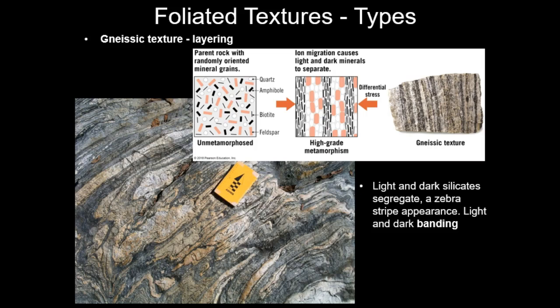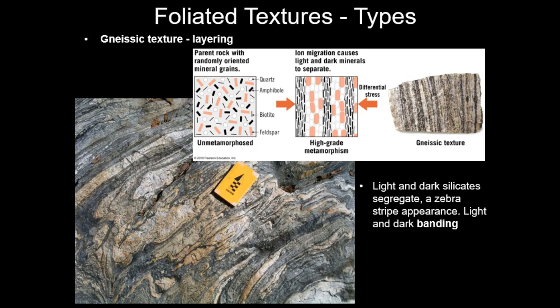Alright, so this is our last texture within that sequence of foliated textures. This type of texture forms under high-grade metamorphism, and it occurs when ion migration results in the segregation of minerals, as it is shown in the image above. So there is a segregation of these minerals into dark and light-colored layers, which gives the rock the banded-like appearance, which we call a gneissic texture or gneissic banding.